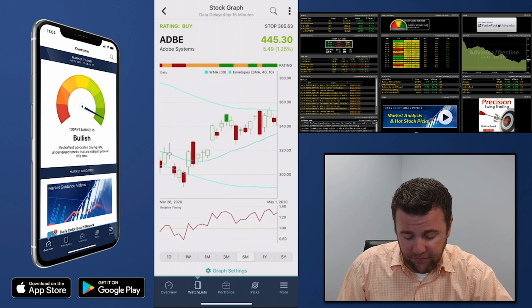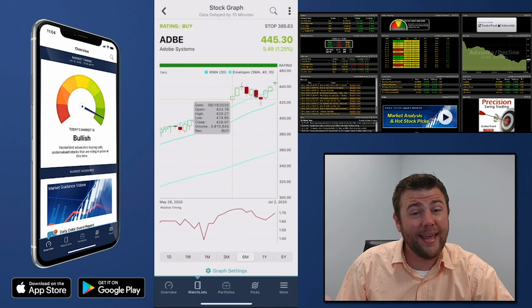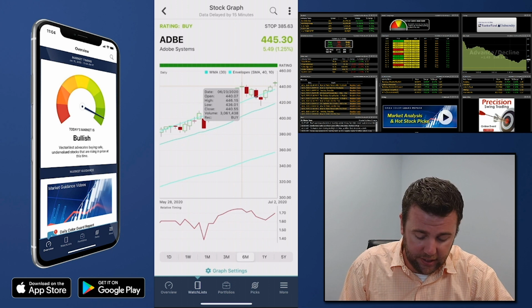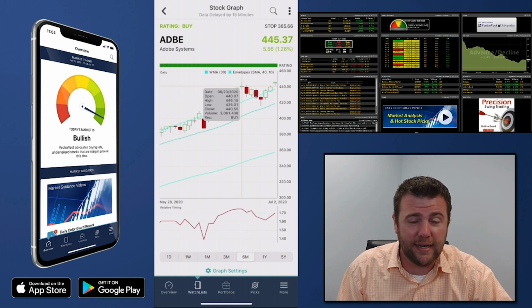Well, got in at 260. All of a sudden, stock just keeps running, keeps making you money. Can't be happier than this. And then you get what we call a doji here. A doji is when the open and closing prices are almost identical.